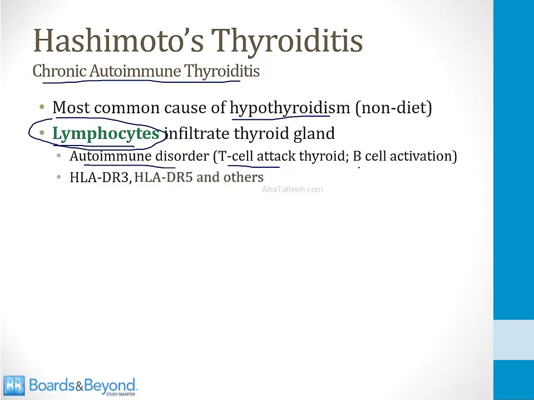And just like many other autoimmune disorders, it's been associated with a number of HLA antigens. In particular, it's been well described as being associated with HLA-DR3 and DR5, but there are also many other HLA associations which have been described. I think it's unlikely on the step 1 exam they'll ask you for a specific association because so many of them have been described for this disorder.